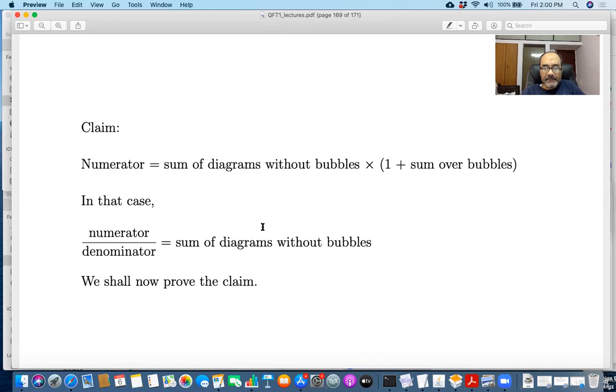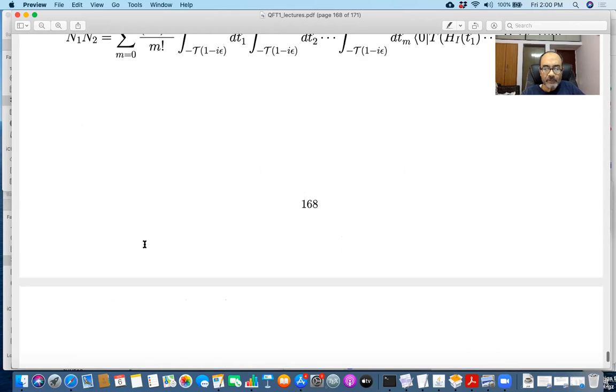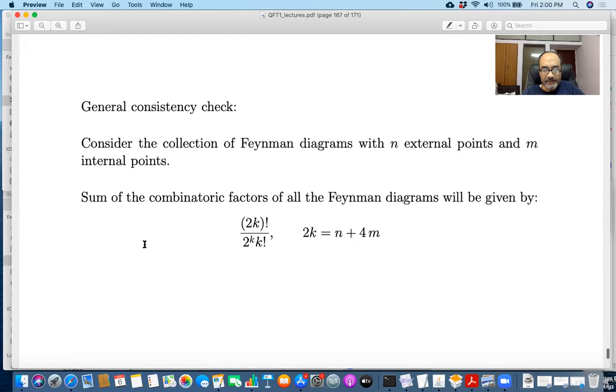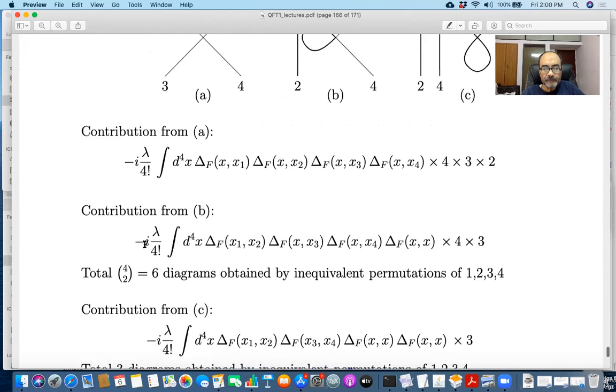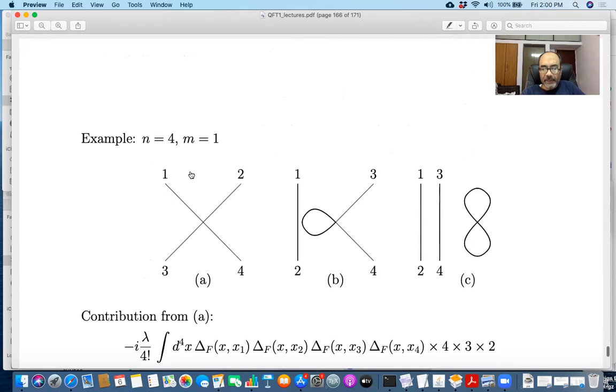If you want to calculate this ratio, which is important because it gives the effective expression of the time ordered product of operators, then you don't have to worry about the denominator at all. We simply sum over our diagrams but ignore all bubbles. Which means that in this case, we'll forget about the denominator altogether. And while calculating the numerator, we'll include this diagram and this diagram, but not this diagram, because it has a bubble sitting here.